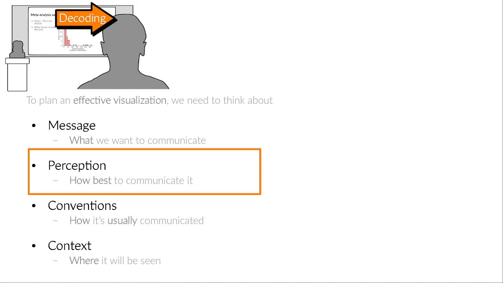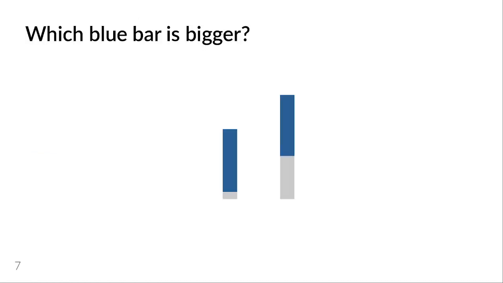In case you're not familiar with psychophysical experiments, let's do a little demo. Which blue bar do you think is taller? What about now? And what about now? You can see that alignment and proximity are important for judging two magnitudes in this way.